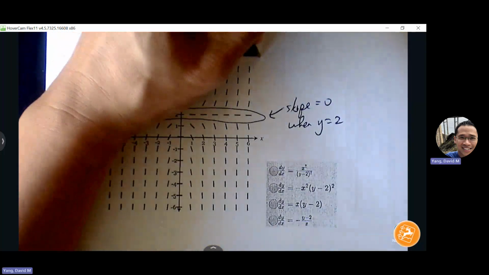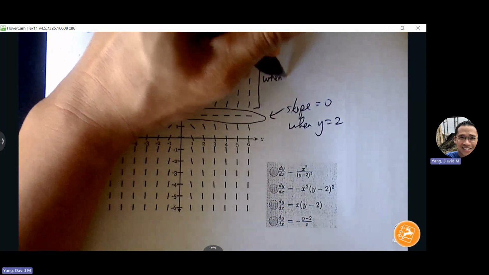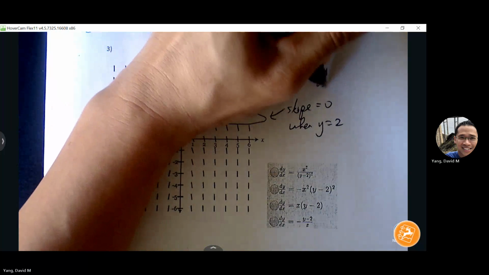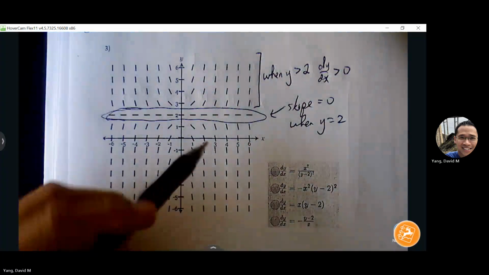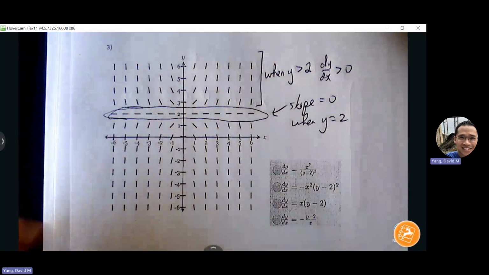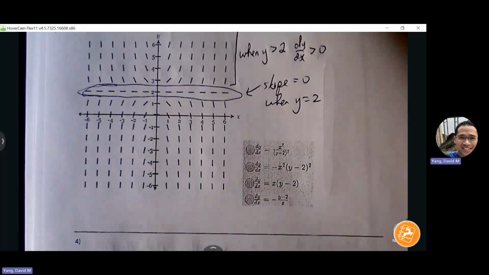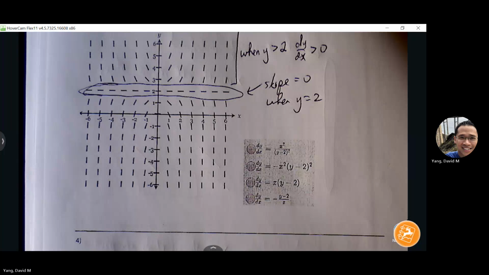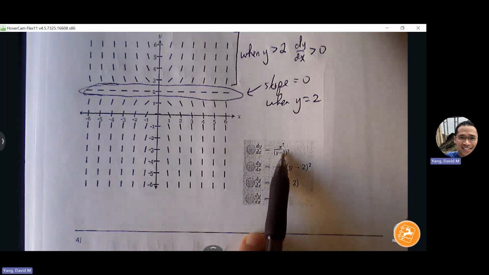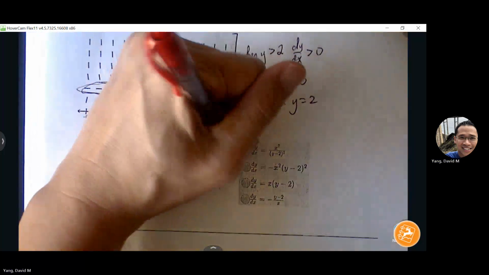Also, something I noticed is anything that is in the first quadrant, when y is greater than 2, I'm getting positive slope. When y is less than 2, I'm getting negative slope. All right, so we can use that to maybe eliminate some of the wrong answers. Here, if I were to plug in 2 for y, I'm getting undefined. I don't see any undefined here, right? So no, this one is not correct.